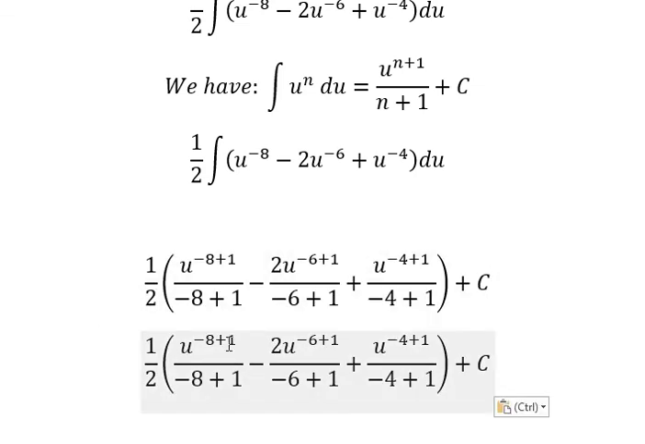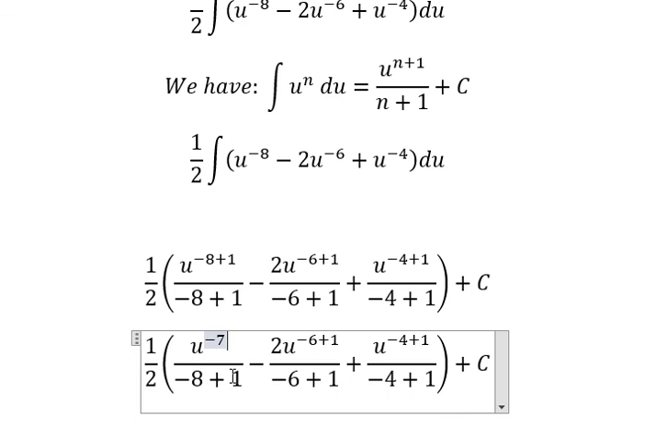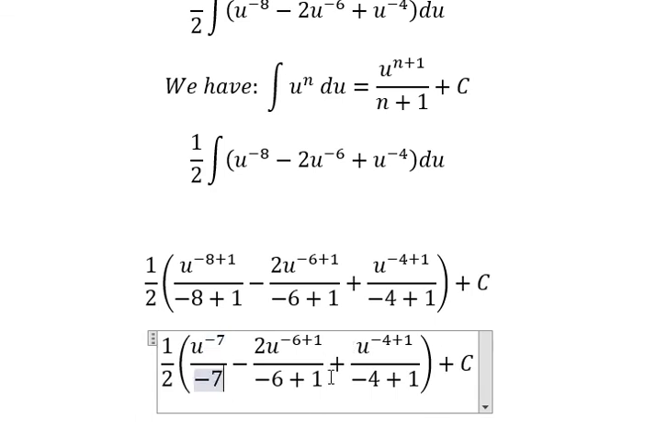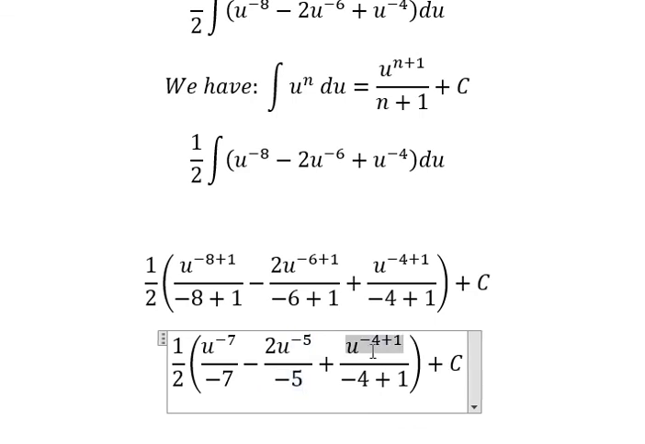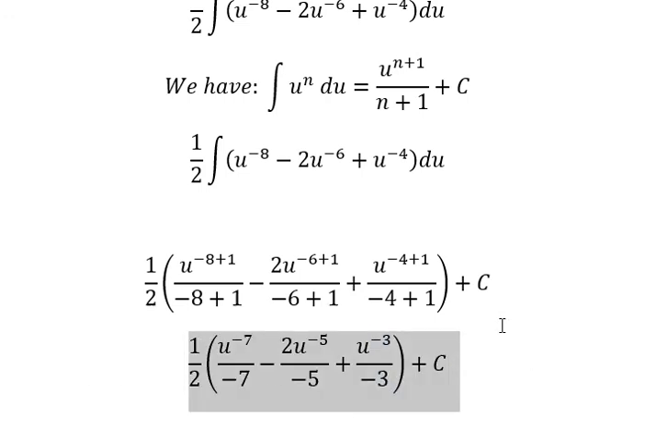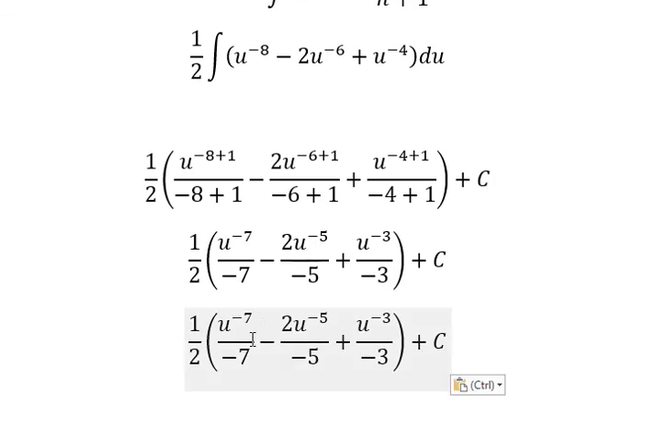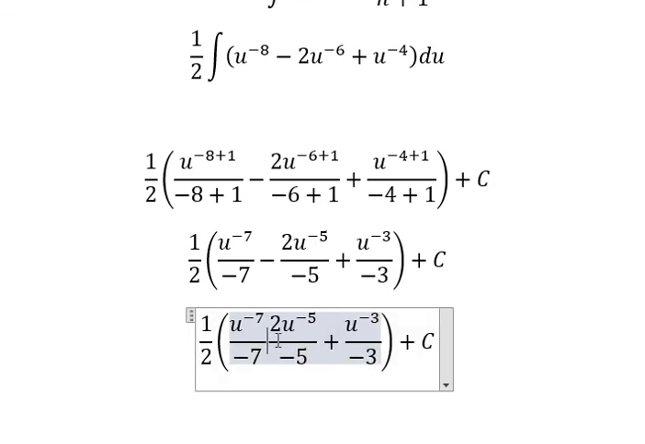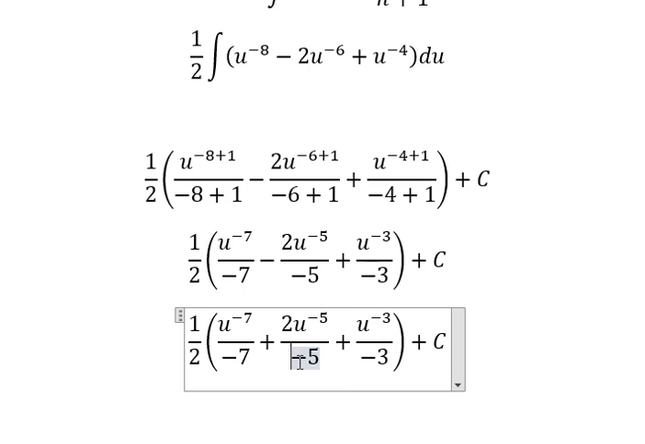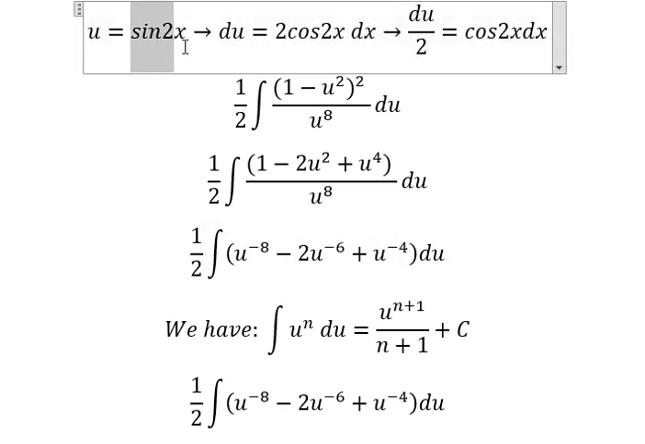So this one we have negative 7, negative 7. This one we have negative 5, negative 5. This one we have negative 3, negative 3. Negative with negative, you get positive. About u, that is sine 2x.